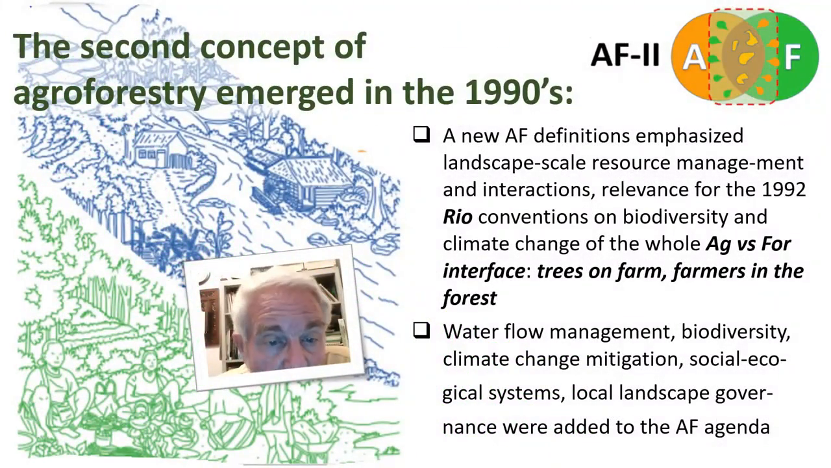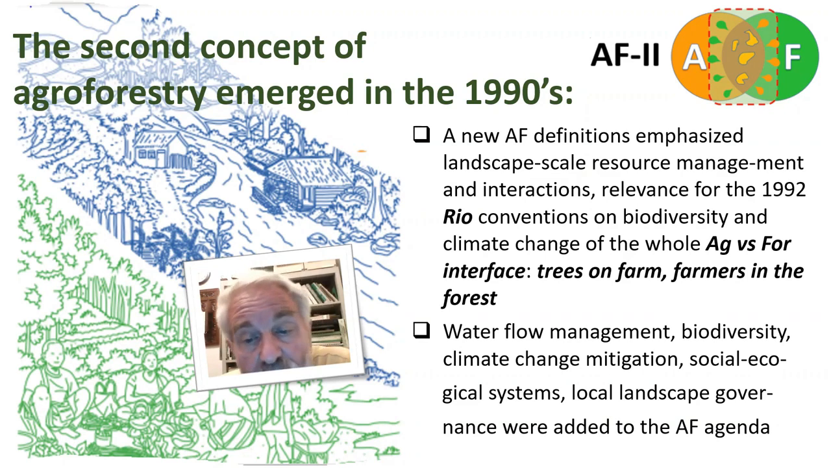Well, when agroforestry was about 20 years old, the emphasis shifted, or we added the concept of landscape, so a new definition of agroforestry focused on the landscape scale resource management, the relevance for what we call the 1992 Rio Conventions on Biodiversity and Climate Change, and we shifted from specific technologies at the agriculture-forestry interface in the Venn diagram towards the whole interface of farms and forest. So trees on farm and farmers in the forest together defined agroforestry.